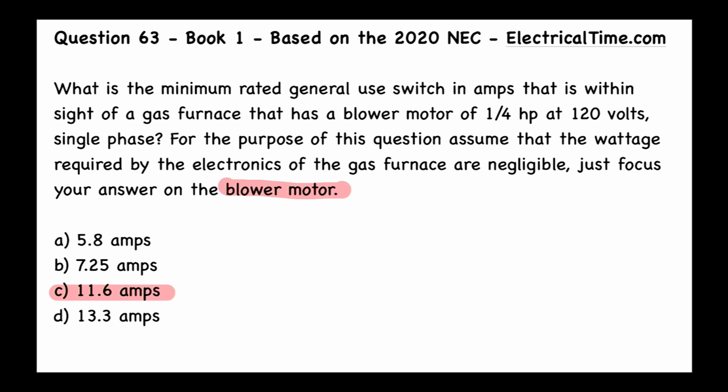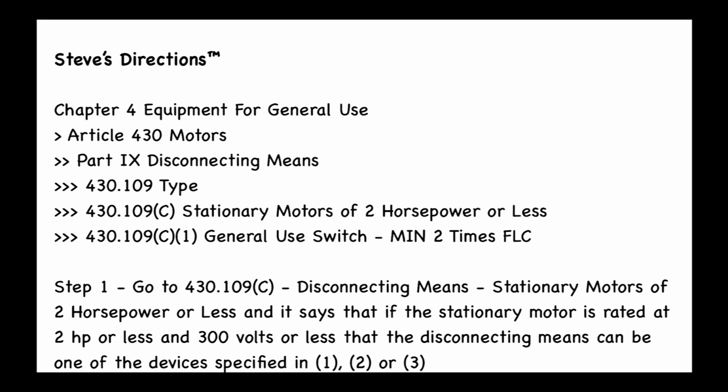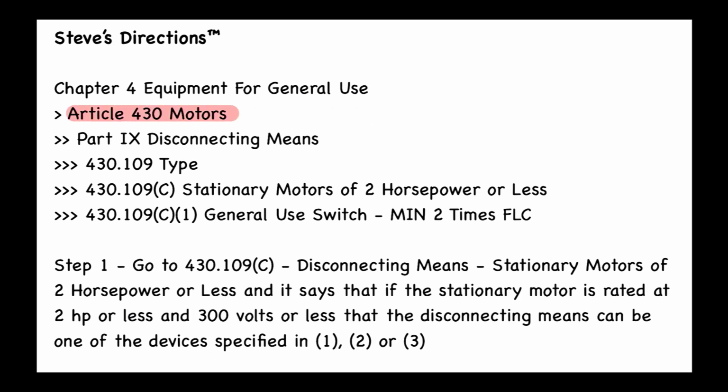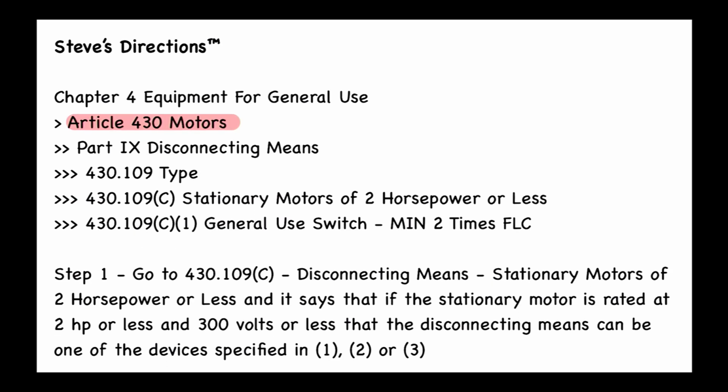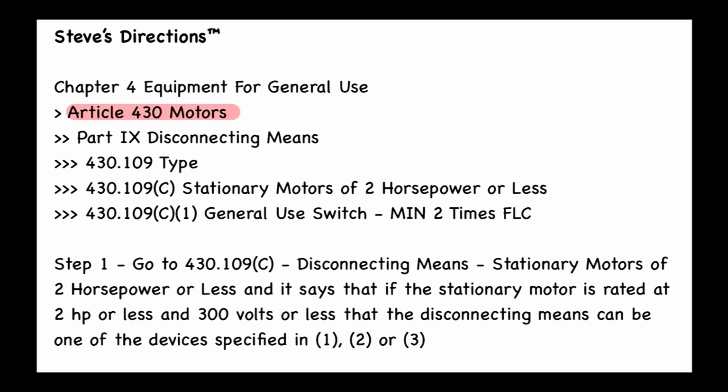So looking at this, I'm going to say that we are talking about motors, and that is going to be Article 430, and most likely we're not looking at the article for appliances, which was Article 422. That's because in the question, I'm asking you just to focus on the blower motor, and by doing that, I'm sort of telling you that we're going to be looking at motors, which is going to be Article 430.